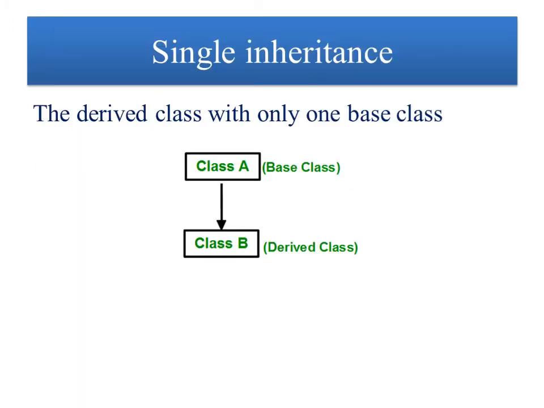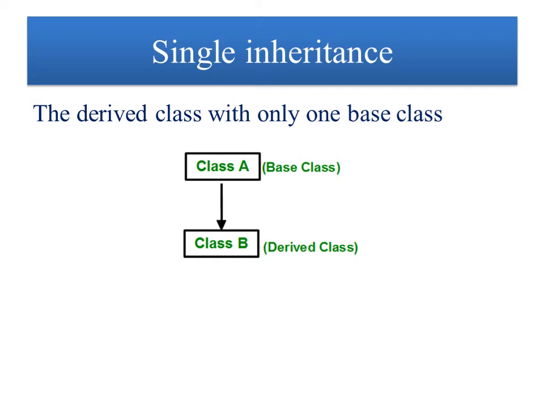In single inheritance, we will create a derived class from only one base class. That is, we will be having one base class and one derived class. This is called a single inheritance.